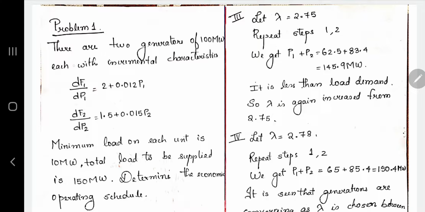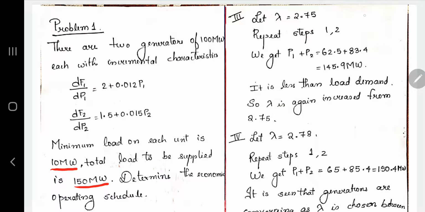There are two generators of 100 megawatt each with incremental characteristics as shown here. The minimum load on each unit is 10 megawatt and the total load to be supplied is 150 megawatt. Determine the economic operating schedule. So here we have to prepare an economic schedule for the minimum fuel cost, and the load to be met is 150 megawatt, and there is a constraint that each unit should at least have a load of 10 megawatt. So this is the problem.